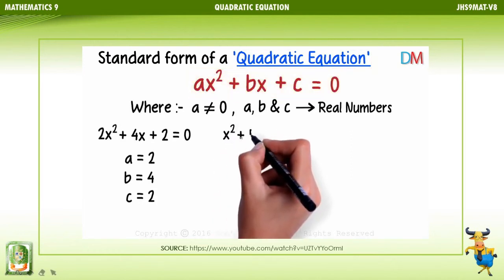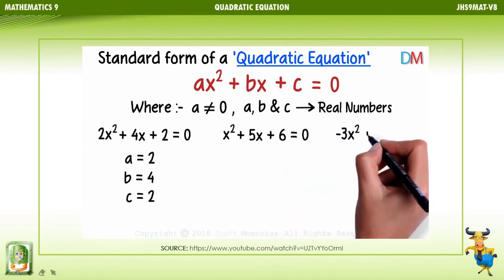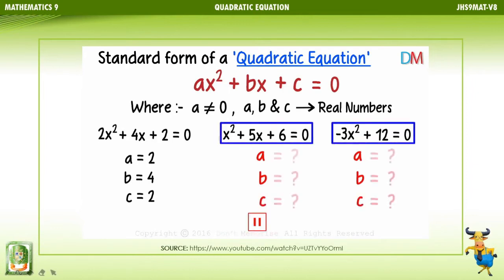x squared plus 5x plus 6 equals 0 is also a quadratic equation. Negative 3x squared plus 12 equals 0 too. Yes, you might not see the x with power 1 in this equation, but it still is a quadratic equation. That's because the degree of the polynomial on the left is still 2. Can you find the values of a, b and c in each of these cases?